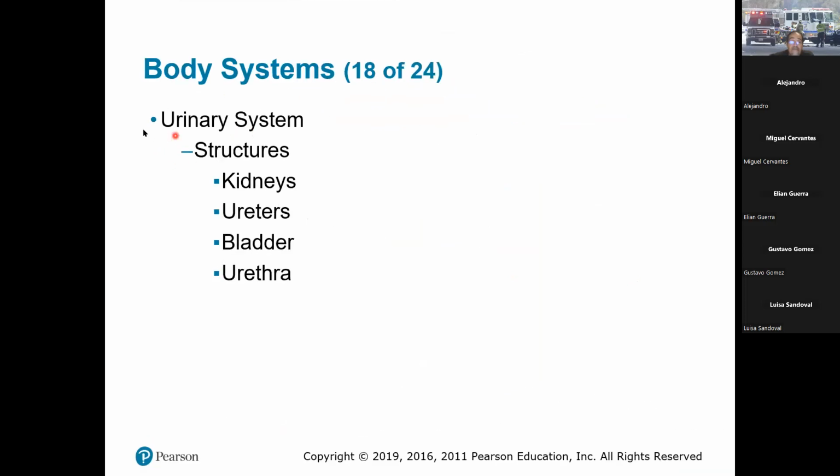Okay. The urinary system, the structures are the kidneys, ureters, bladder, and urethra. The kidneys themselves are located in the back portion of your body, and they filter blood and release urine, the toxins. The ureters transport the urine from the kidneys to the bladder, and the urethra causes the fluid to go outside of your body.